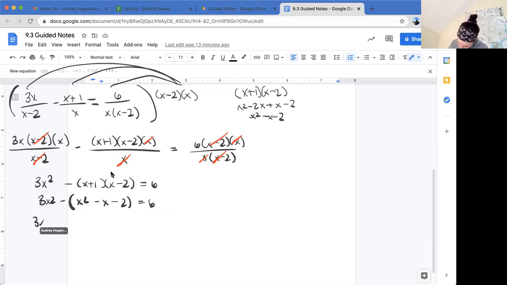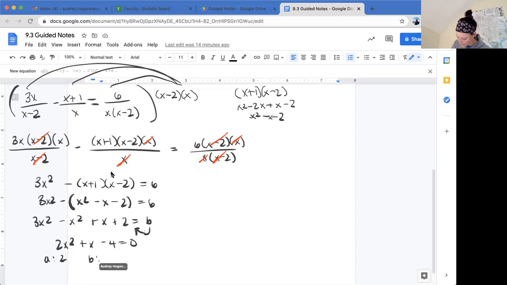So 3x squared minus x squared plus x plus 2 equals 6. So that's going to be 2x squared plus x minus 4 equals 0 because I subtracted that 6 to the other side. And so I get 2x squared plus x minus 4 equals 0. This equation cannot be factored. So we are going to have to rely on our handy dandy quadratic equation, which we know always works.